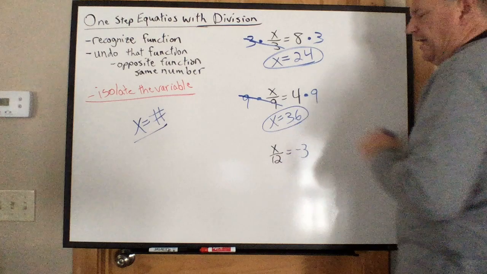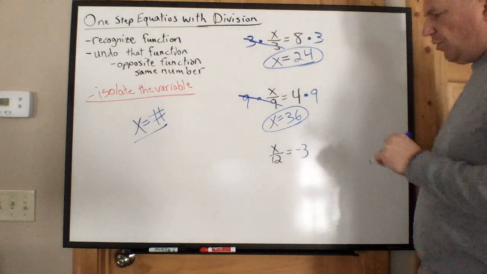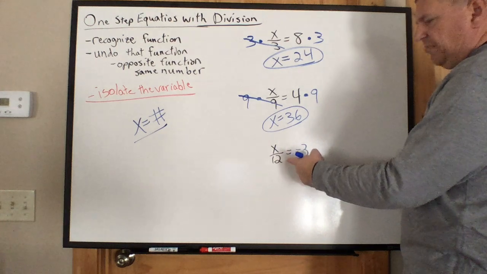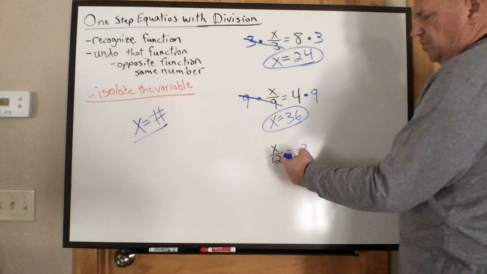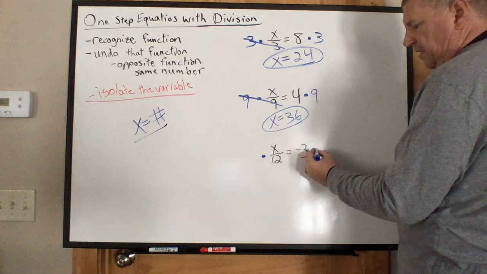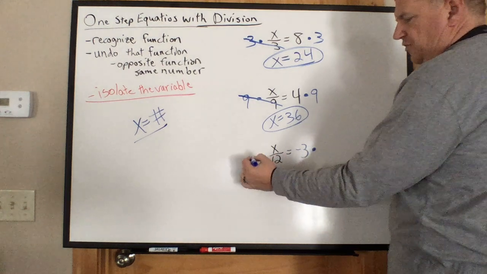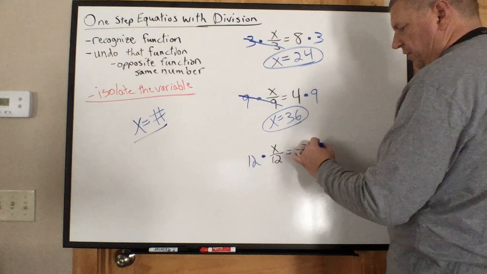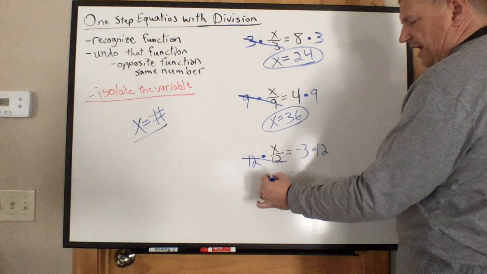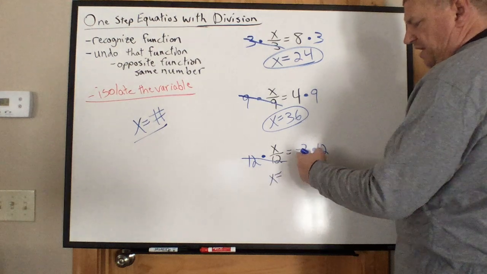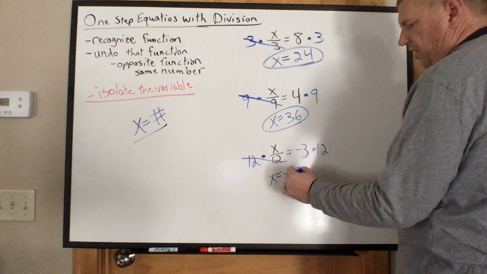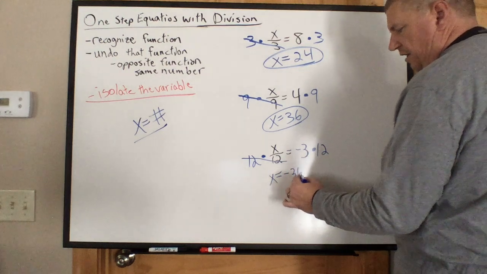Final answer. All right, and our third and final example, x divided by 12 equals -3. We see division, so we're going to use multiplication. It's being divided by 12, so we multiply by 12 on both sides. The 12's cancel out. x equals negative times a positive is a negative. 3 times 12 gives me 36. Gives me my final answer.